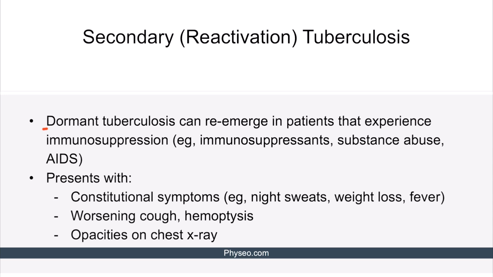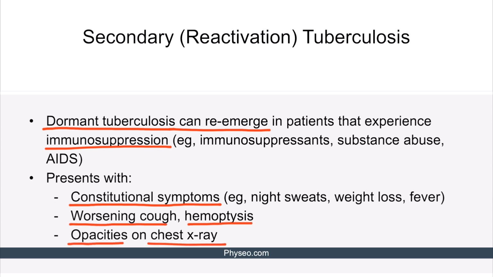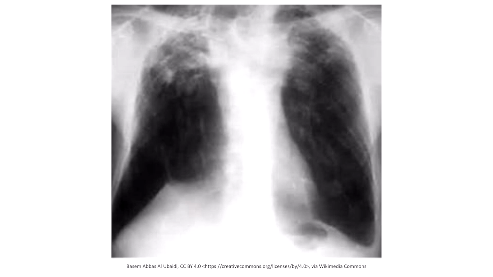In this stage, dormant tuberculosis can reemerge in patients that experience a state of immunosuppression, as seen in patients taking immunosuppressants, patients struggling with substance abuse, or patients with AIDS. Upon reactivation of tuberculosis, patients tend to first present with constitutional symptoms, such as night sweats, weight loss, or fever. They may also report a worsening cough or hemoptysis, and they tend to have notable opacities on a chest X-ray. Here's a chest X-ray depicting opacities in the right upper and left upper lobes of a patient with secondary tuberculosis.